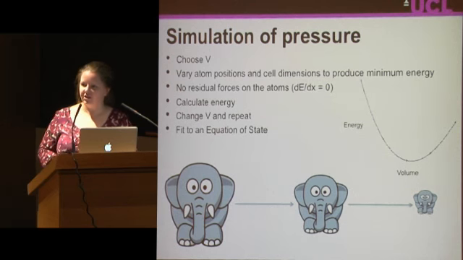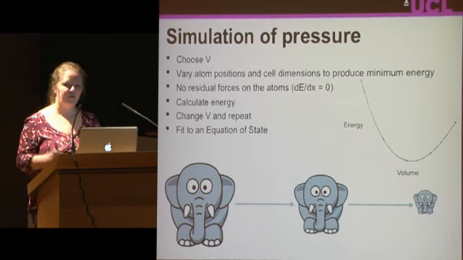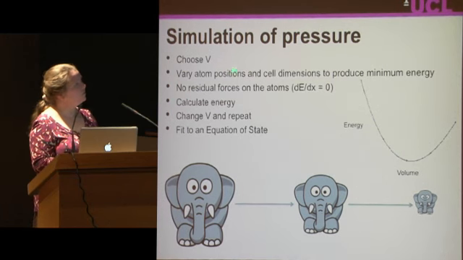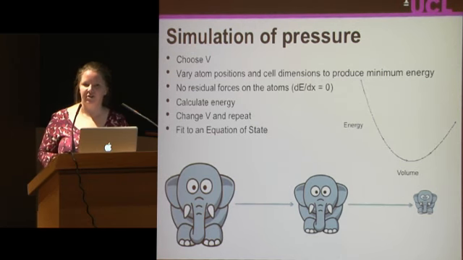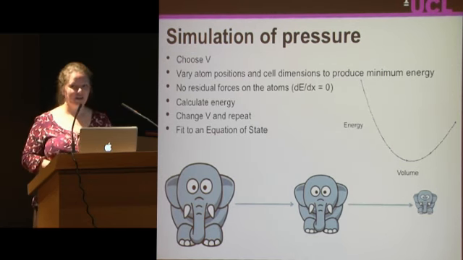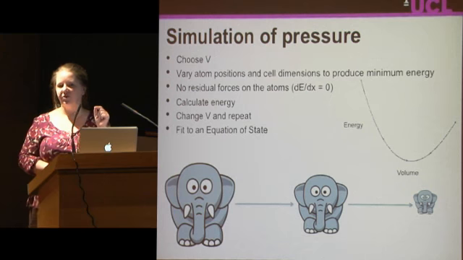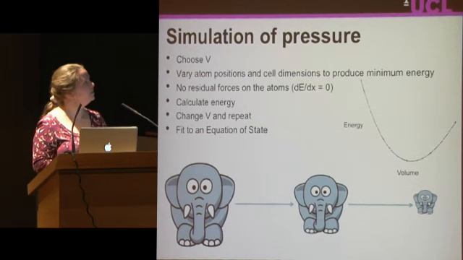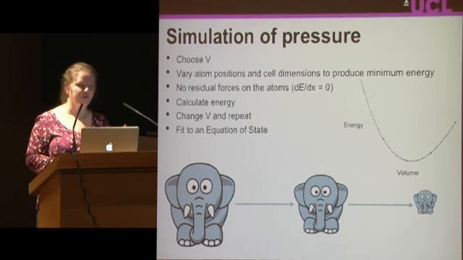Now, to simulate pressure, because we're getting to these very high pressures, we choose a volume. Okay, so we've got our simulation box of atoms in some particular volume. We vary the positions of the atoms and the cell dimensions to produce that minimum energy structure, that stable structure. We check this because we look at the forces on the atoms, all calculated, and when they are zero, we say the structure is happy, it's at its minimum energy. Calculate the energy of the system, ab initio, change the volume, repeat the process.